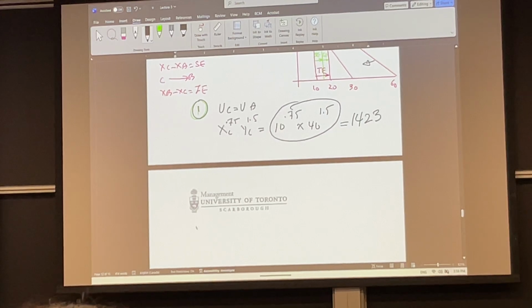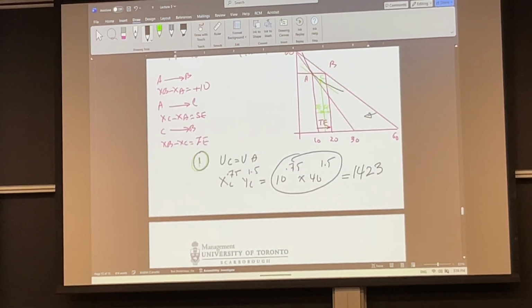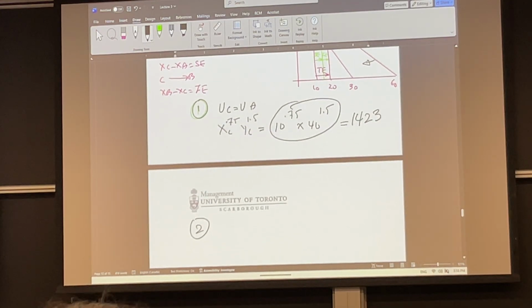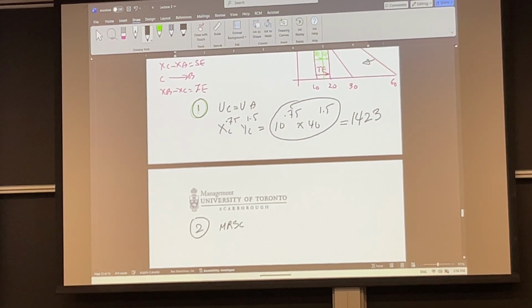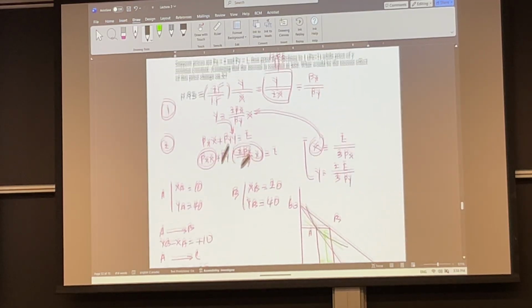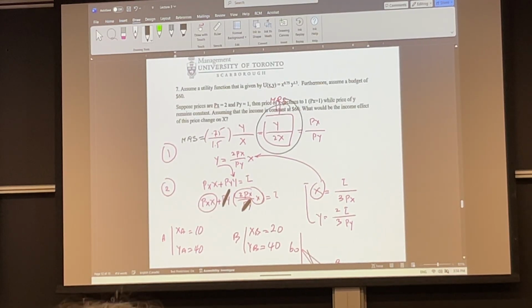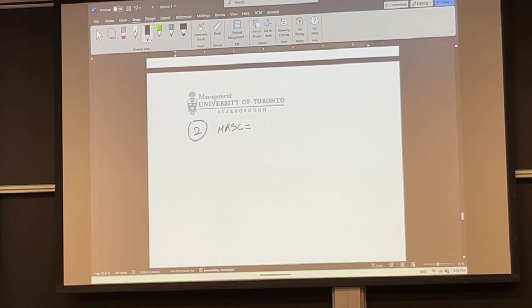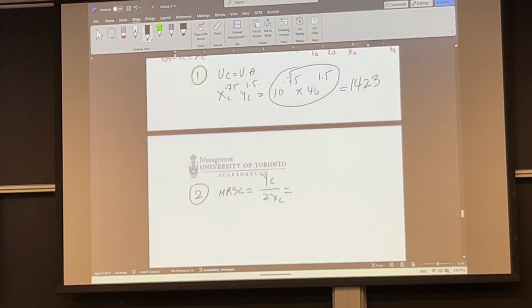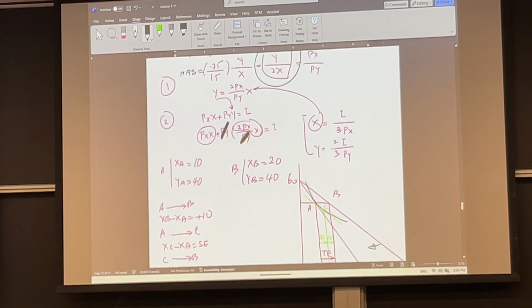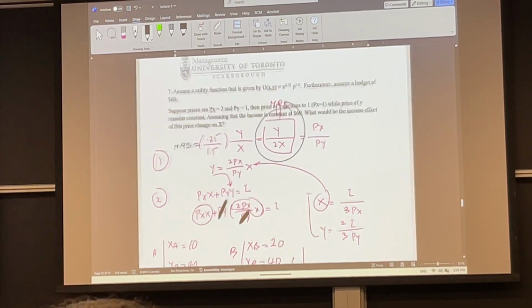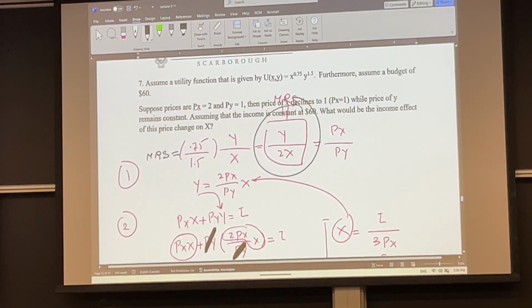What's condition number 2? At point C, we have tangency to the new budget line. Not the old one, the new one. So the MRS at point C should be equal to how much? How much should the MRS at point C be? Don't use the old one. You're going to get point A.